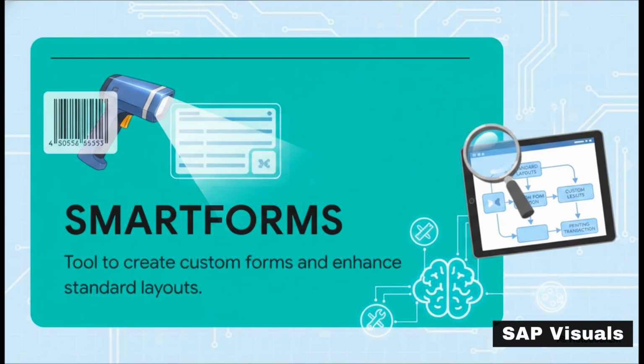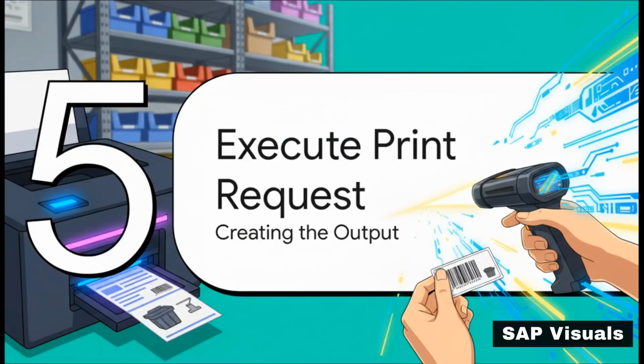Once you build your perfect, tailor-made label design in this transaction, you simply assign your new custom form name within the main printing transaction, and the system will automatically use your personalized template instead of the standard default. And finally, we arrive at Section 5, executing the print request and officially creating the output.